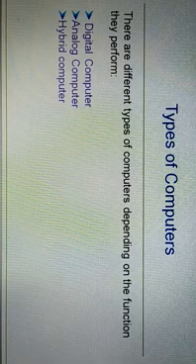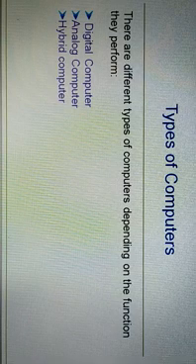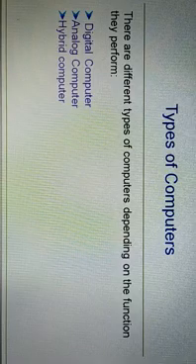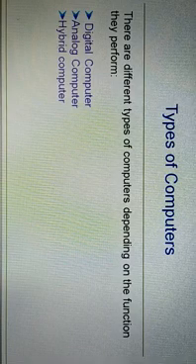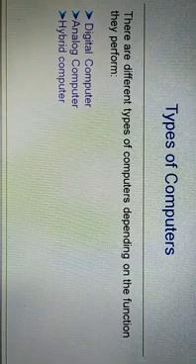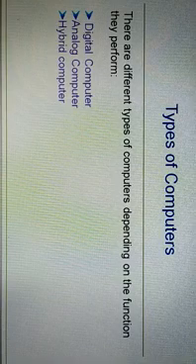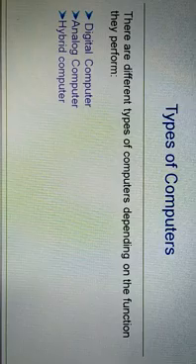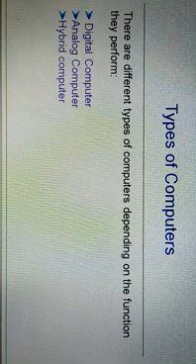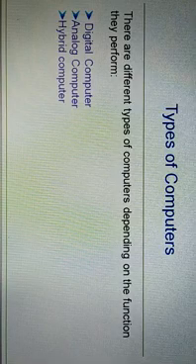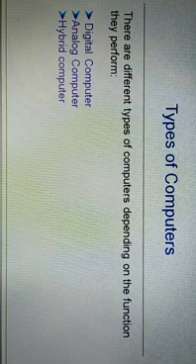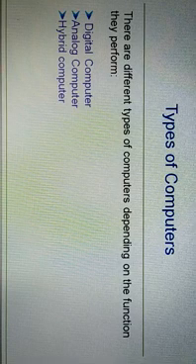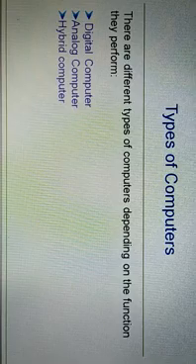And the last one is the hybrid computer. In fact, these computers combine features of both digital and analog computers. For example, an analog device measures a patient's vital signs like temperature and heart functions. These are then converted to numbers and supplied to the digital components that monitor the patient's vital signs. So, the combined feature of digital and analog computers is known as a hybrid computer.